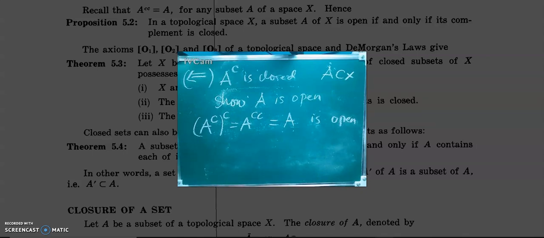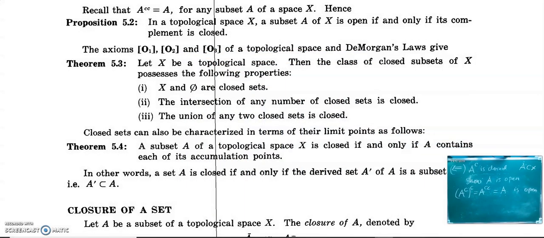So, we have proved proposition 5.2. Now, let's have here theorem 5.3.